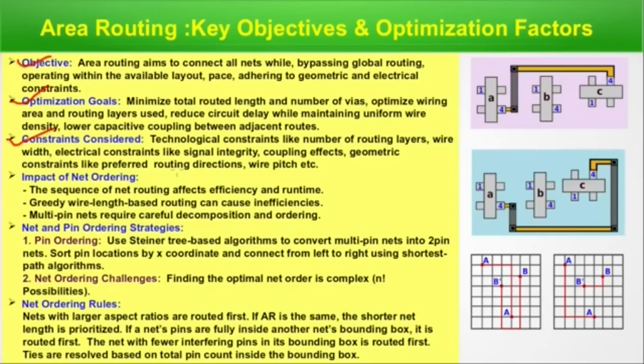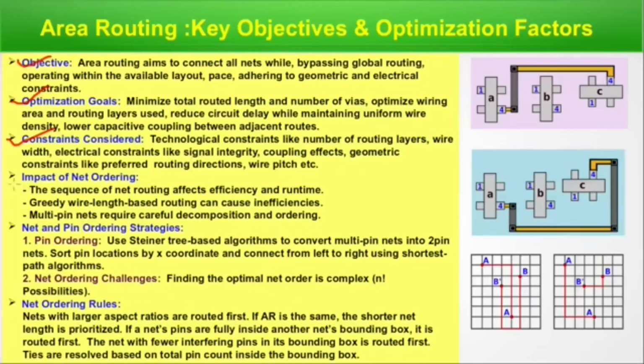The number of routing layers is a technological constraint. Electrical constraints are like signal integrity and coupling effects, and geometric constraints are like preferred routing direction and wire pitch. So there are three types: technological constraint, electrical constraint, and geometric constraint.